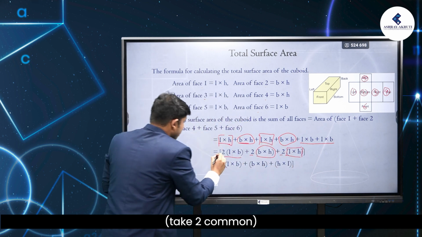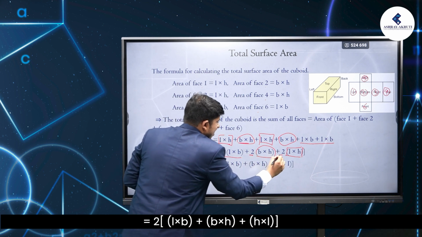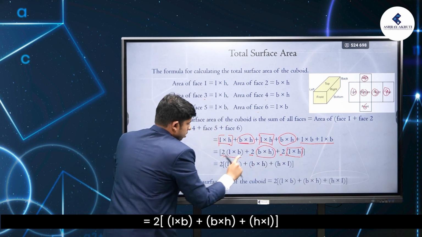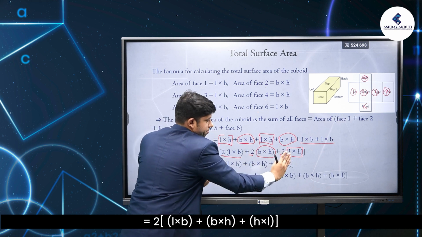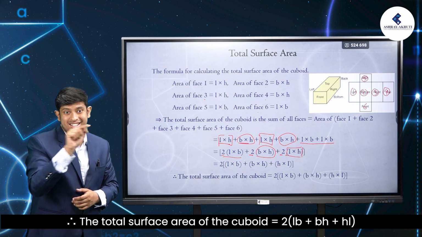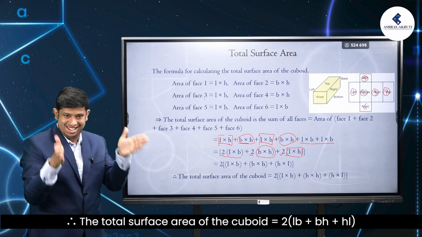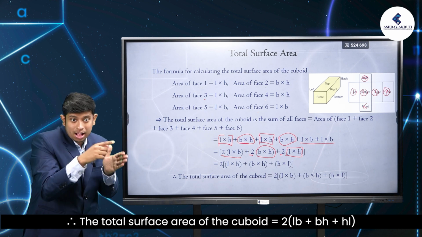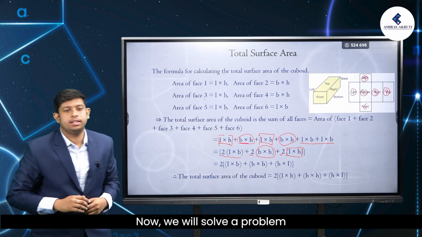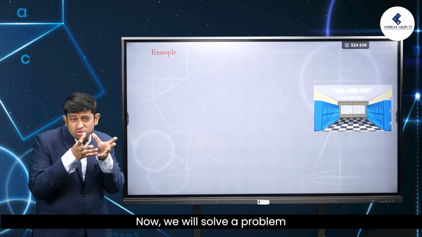Now take 2 as common, that is equal to 2 into L into B plus B into H plus H into L. Therefore, the total surface area of the cuboid is equal to 2 into L into B plus B into H plus H into L. Now we will solve a problem.